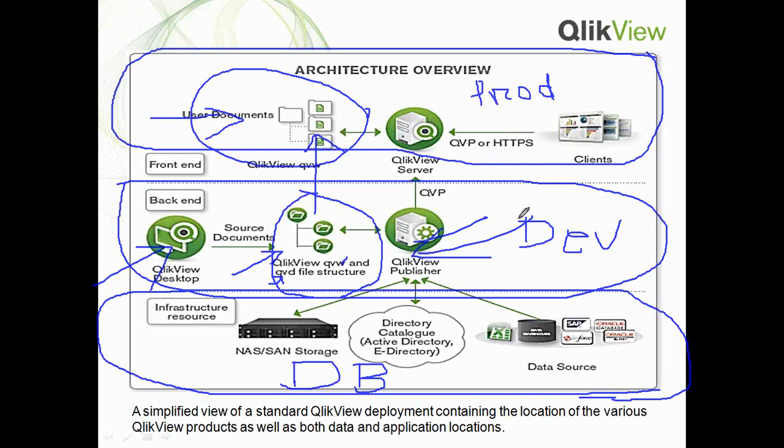So QlikView server will configure your source codes so that you will get your dashboard in the form of a web browser. That dashboard in the web browser is called the access point. These can be called an access point.